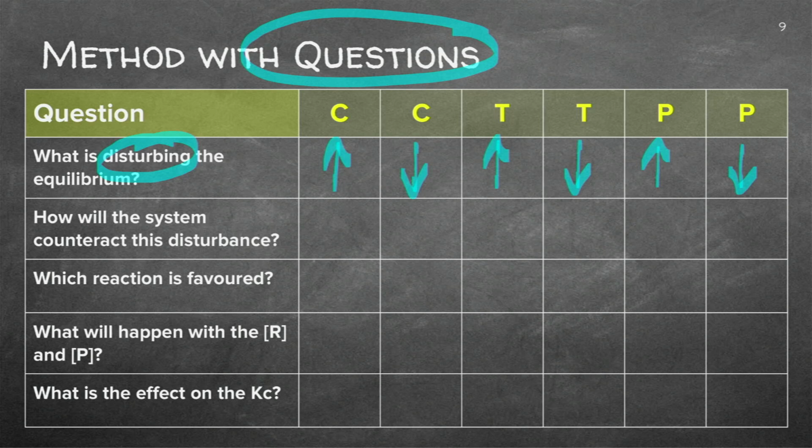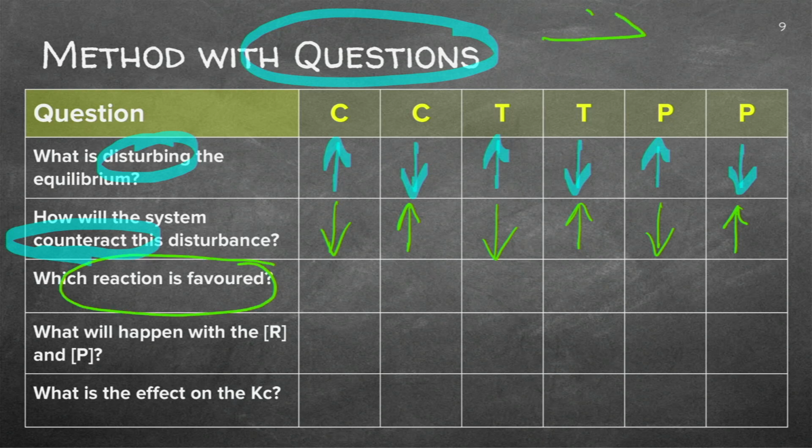What is the disturbance? Now you see what I wrote there in my table. What will be the counteracting of that disturbance? Well, it's easy. If you increase the concentration, it will try and decrease. It will try and decrease the energy, increase and decrease pressure, as I just showed you. So it's actually the opposite. Now, which reaction will be favored? You will either favor the forward or you will favor the reverse.